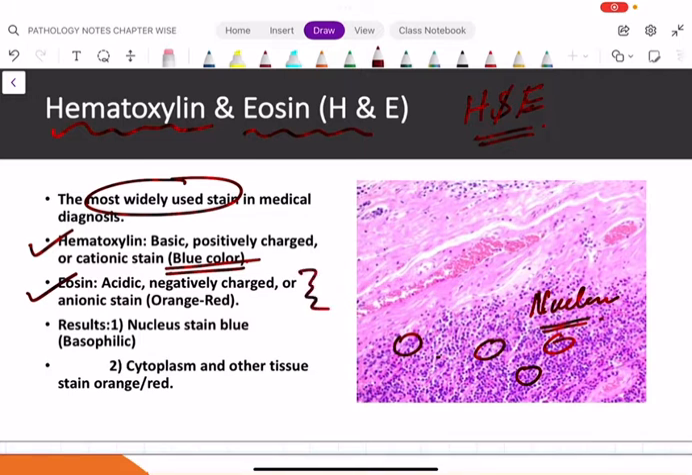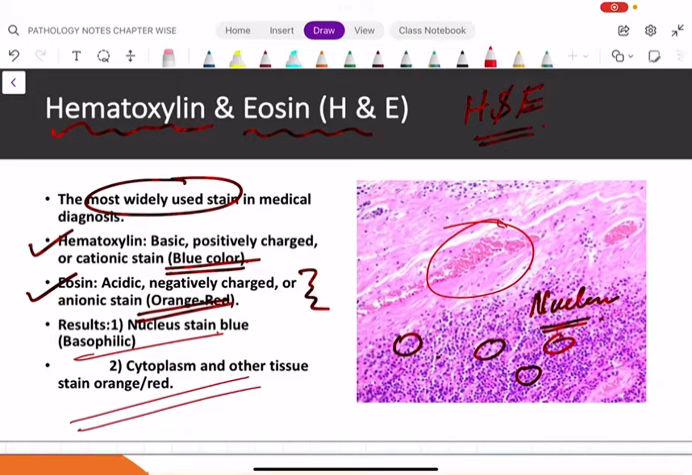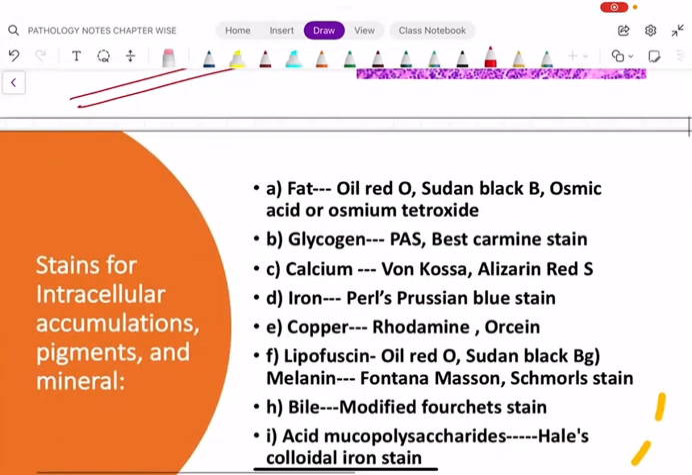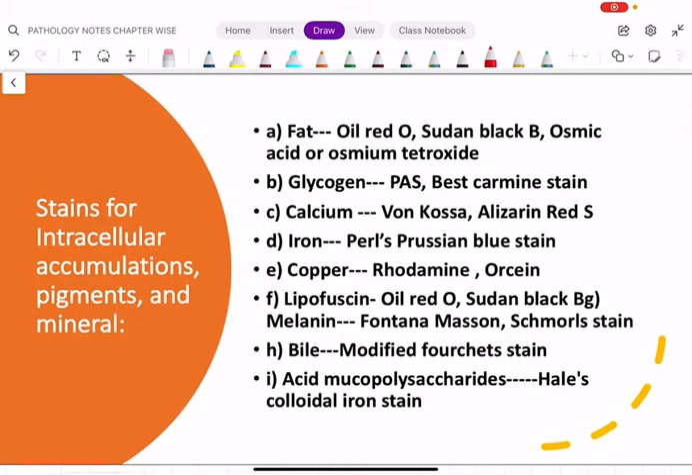And the acidic components will be stained by the eosin, which is a negatively charged stain, which gives you the color you can see here, that is the orange red. So the nucleus will be stained blue because they are basophilic, and cytoplasm is acidophilic, hence it will be stained orange or red. Fine.